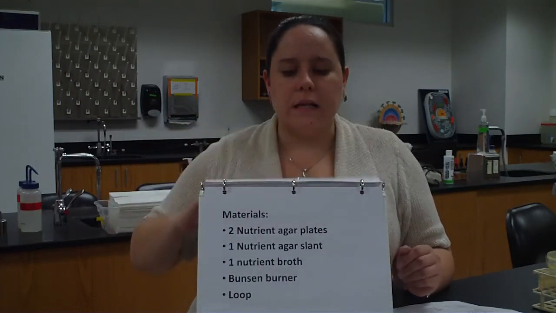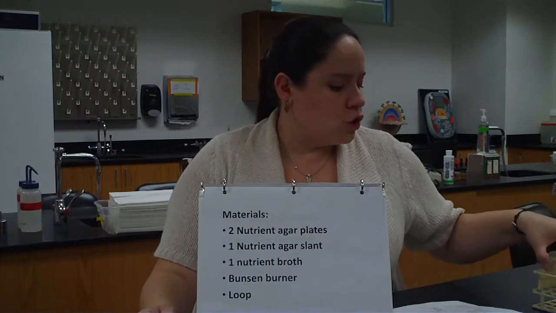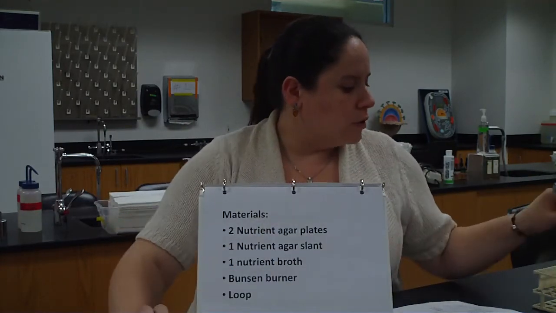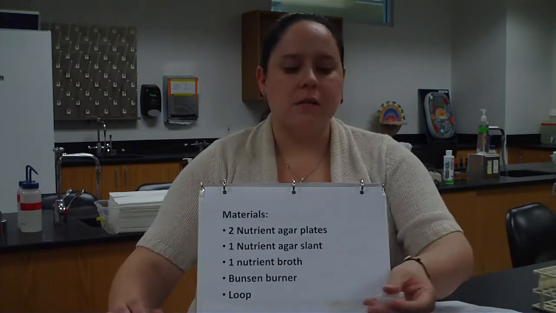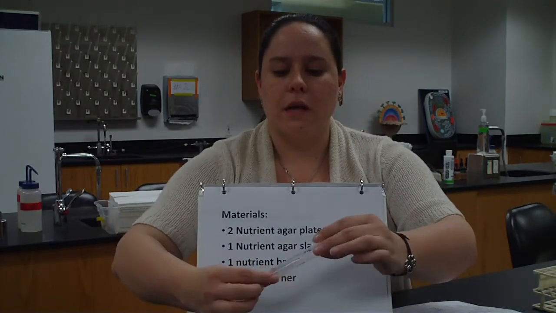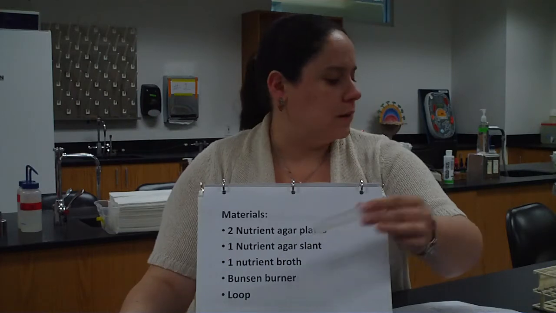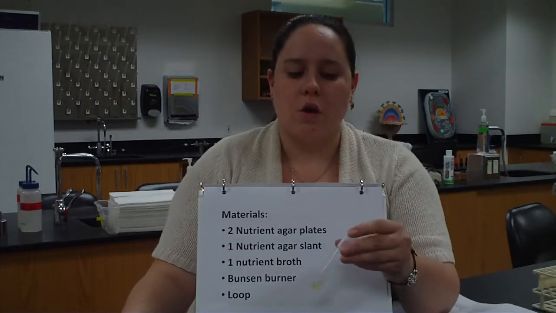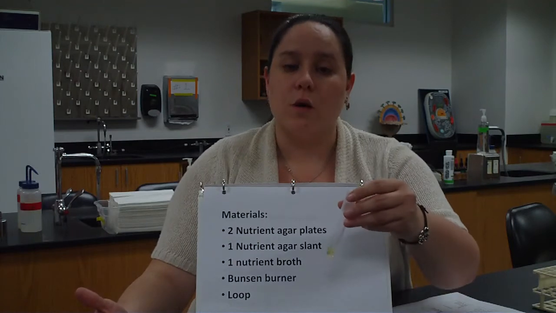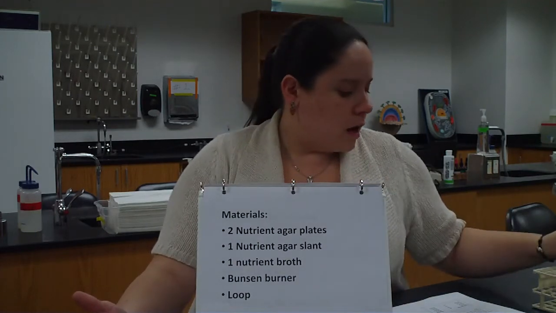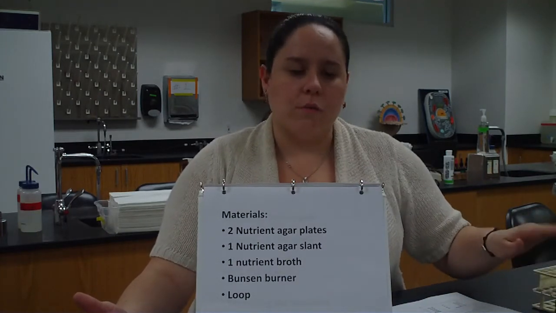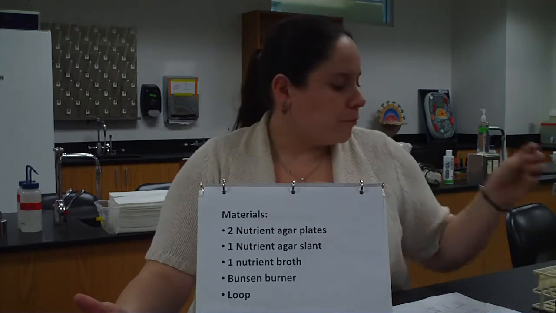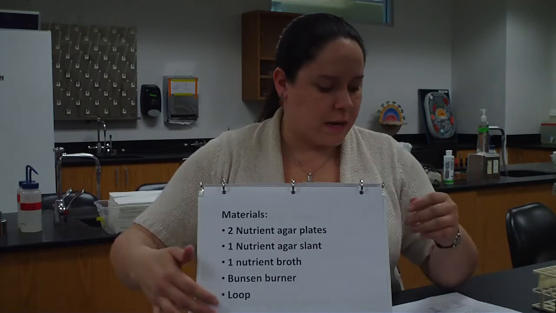So the things you're going to need today: you're going to need 2 nutrient agar plates. You'll need something called a nutrient agar slant, which is just media that's in a tube but slanted, so you'll see that in lab today. And then you're going to have a nutrient broth, and like the name implies, it's a liquid form of media. You'll use a Bunsen burner like the one that we've got sitting over here, as well as your loop. So those are the things that you're going to be needing for today.